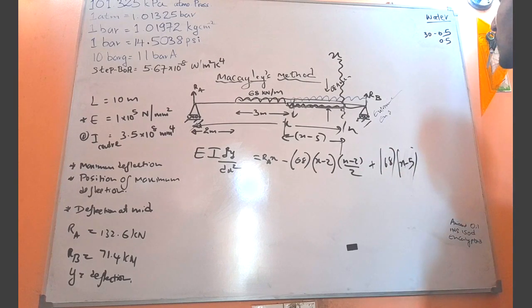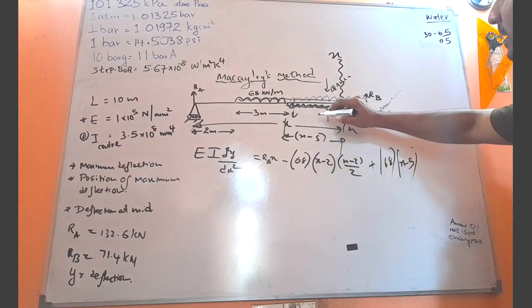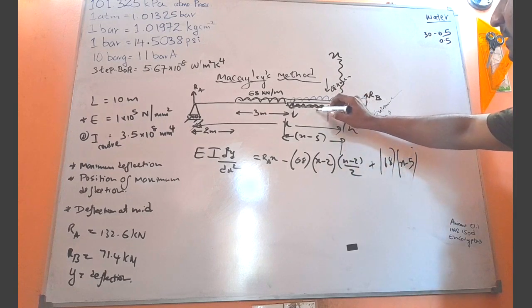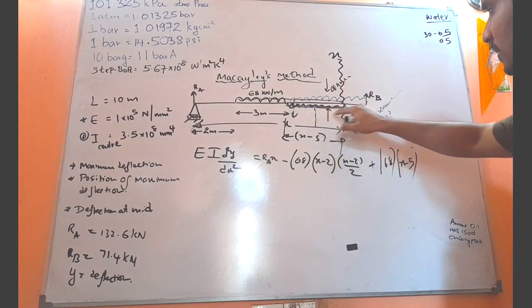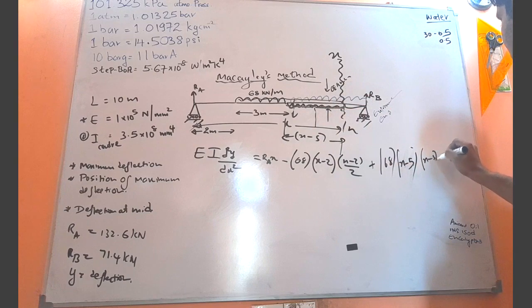And then what is the center of gravity for that load? That is somewhere here, so the perpendicular distance will be from here to here: x minus 5 divided by 2.